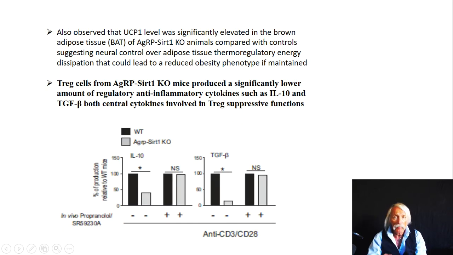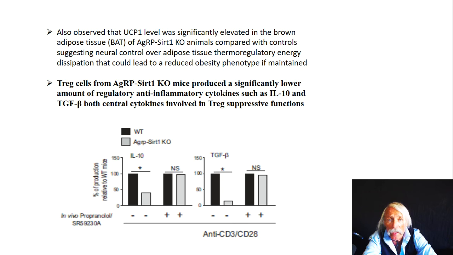All right, continuing with data. We also observed that the uncoupling protein 1 level was significantly elevated in brown adipose tissue of those knockout animals compared with controls, suggesting neural control over adipose tissue thermoregulatory energy dissipation that could lead to a reduced obesity phenotype if maintained. So if you get UCP1 level elevated in brown tissue, you're going to get an uncoupling of ATP metabolism, so that you get brown fat thermogenesis. Now, a caveat here: mice have a lot of brown fat. Humans have very little, at least adult humans. Infants have a lot more, around the scapula. But adult humans, very little.